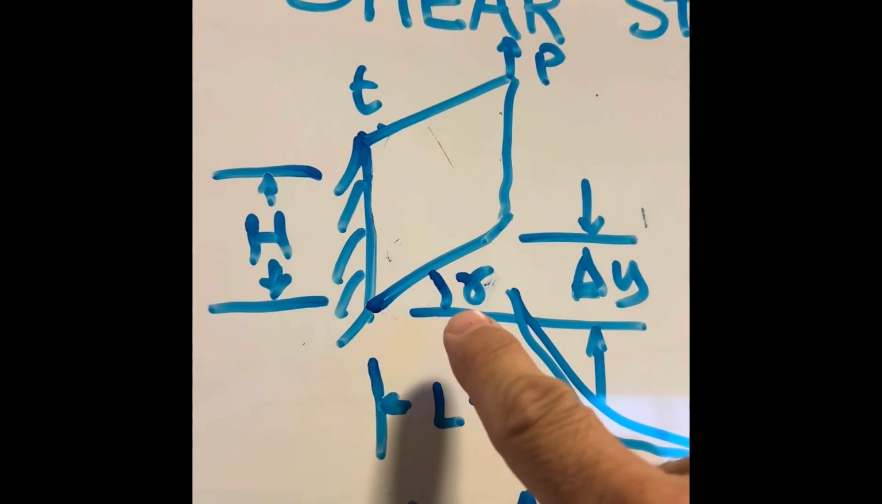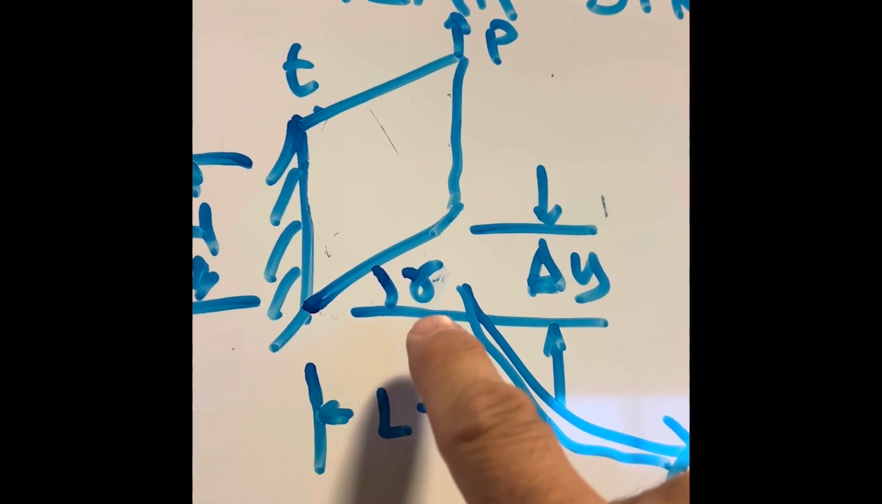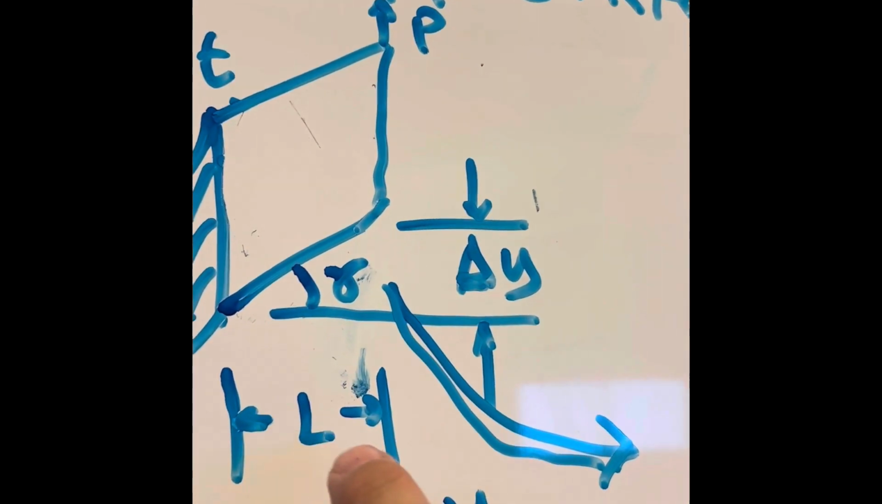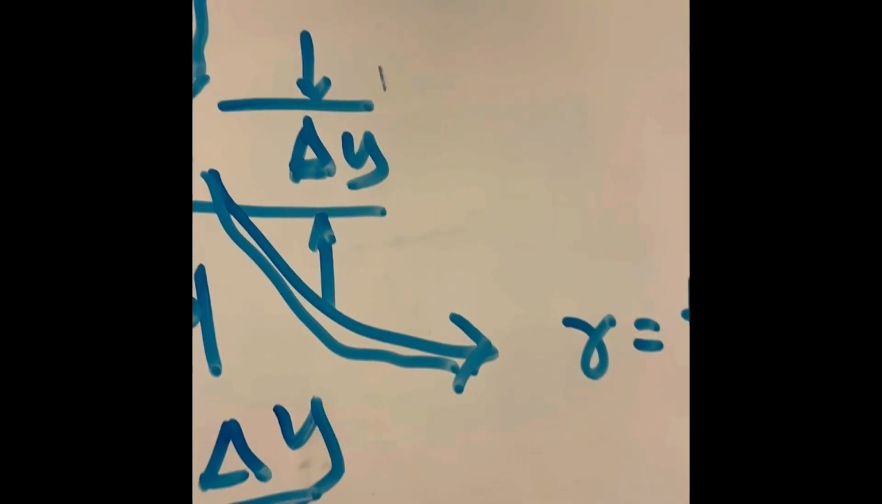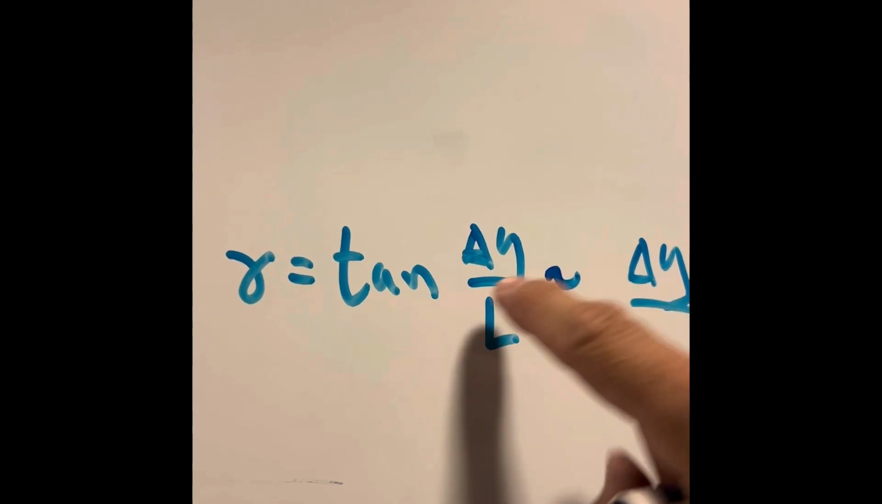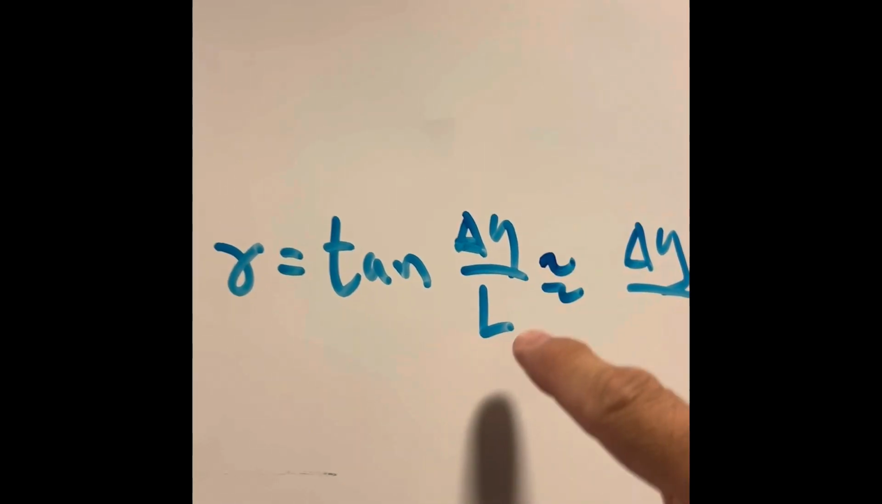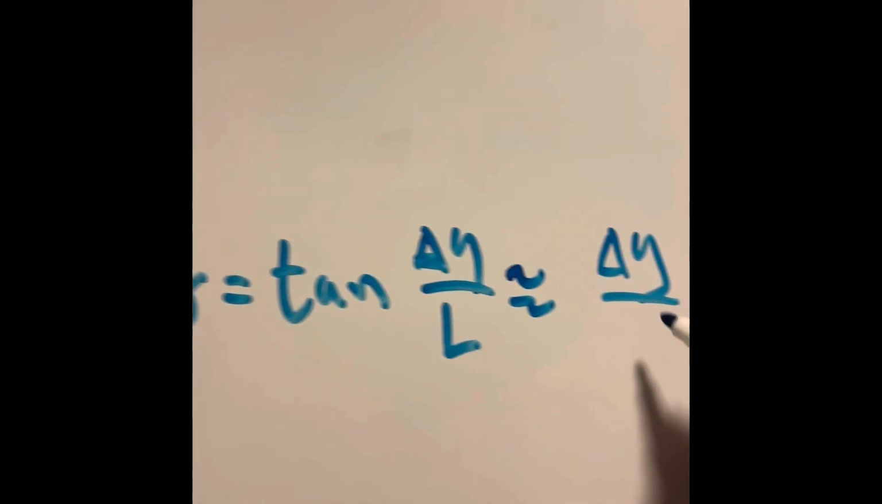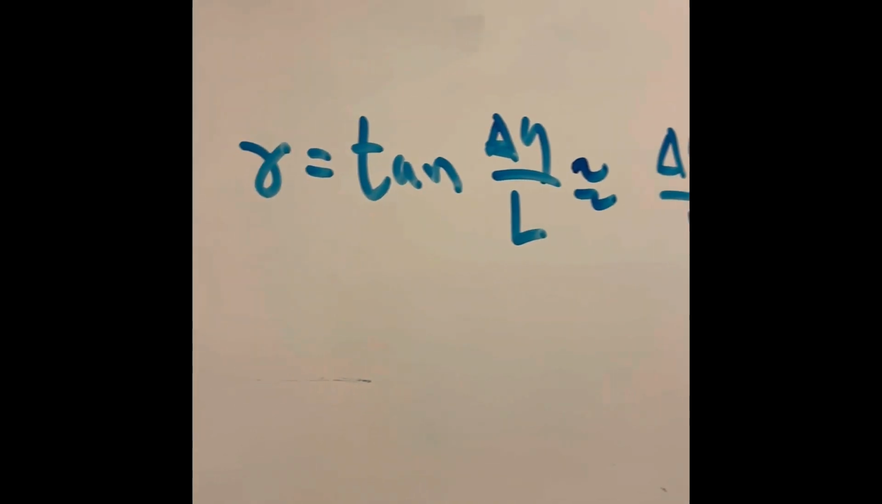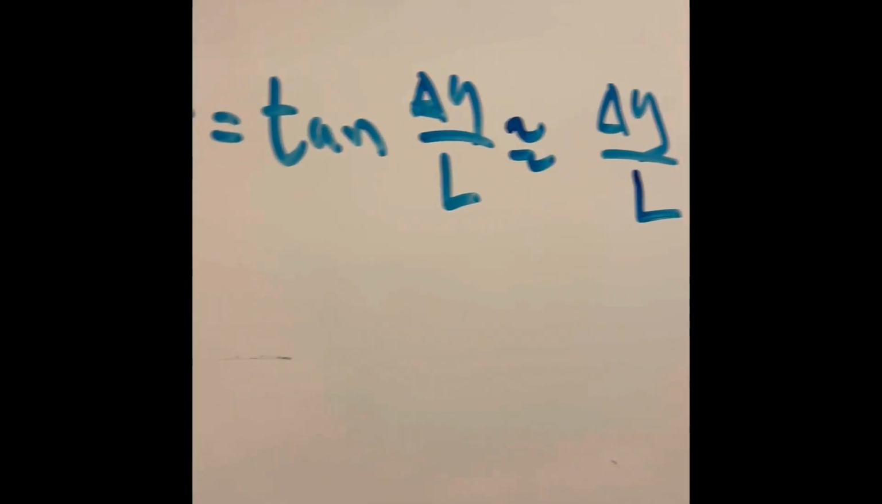Now notice this little angle gamma. Gamma is delta Y over L. It's actually the tangent of delta Y over L. Now notice if your angle is very small, then that tangent of delta Y over L is approximately equal to delta Y over L. That's our small angle approximation we've been using since calculus.